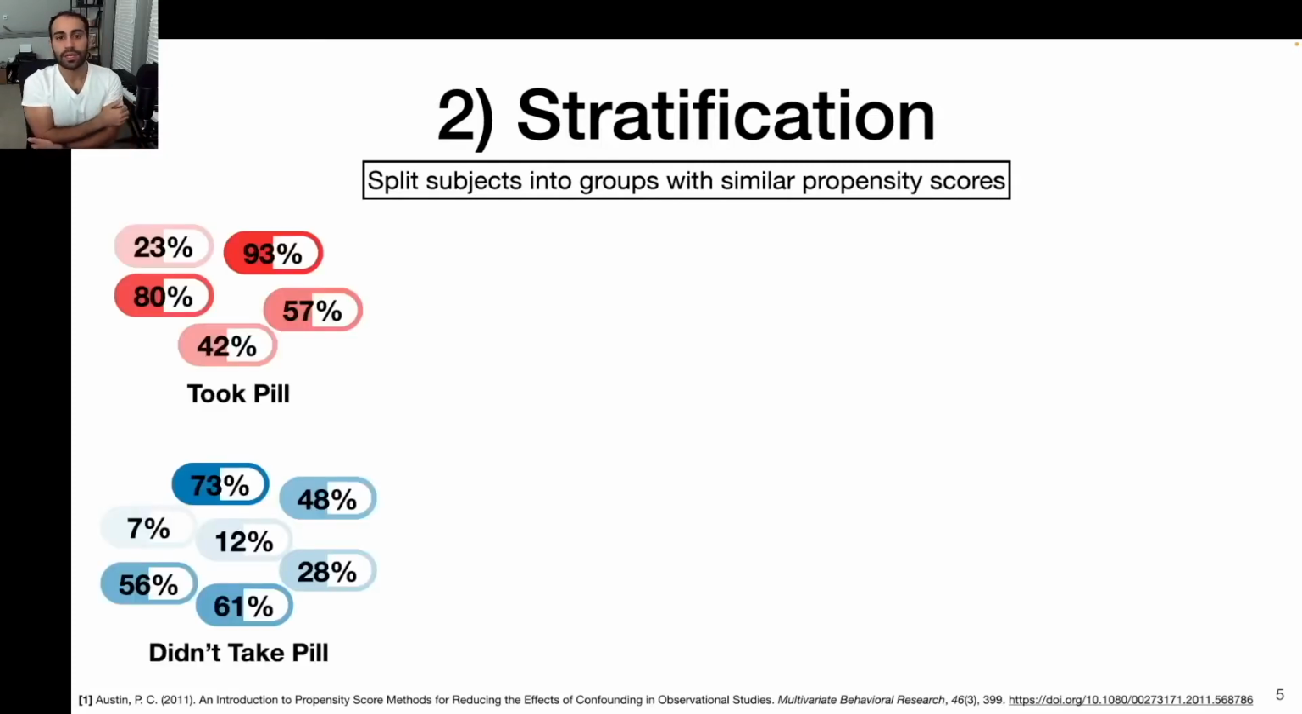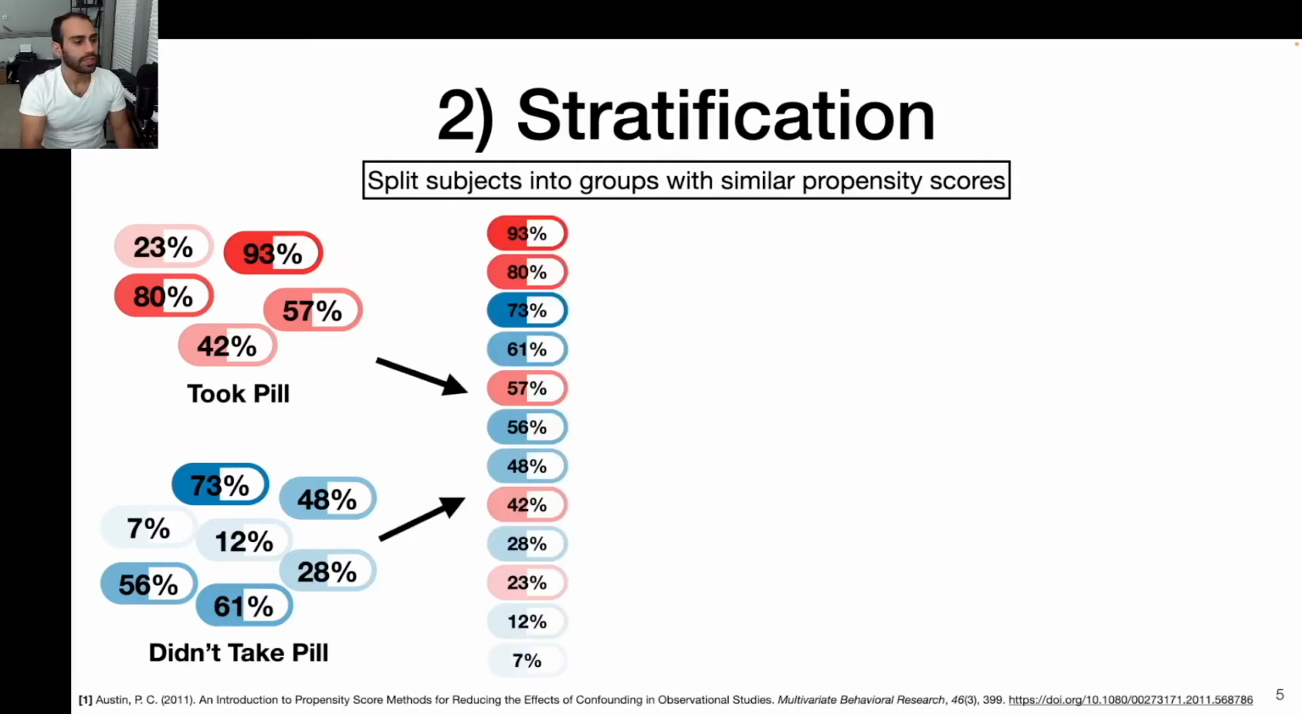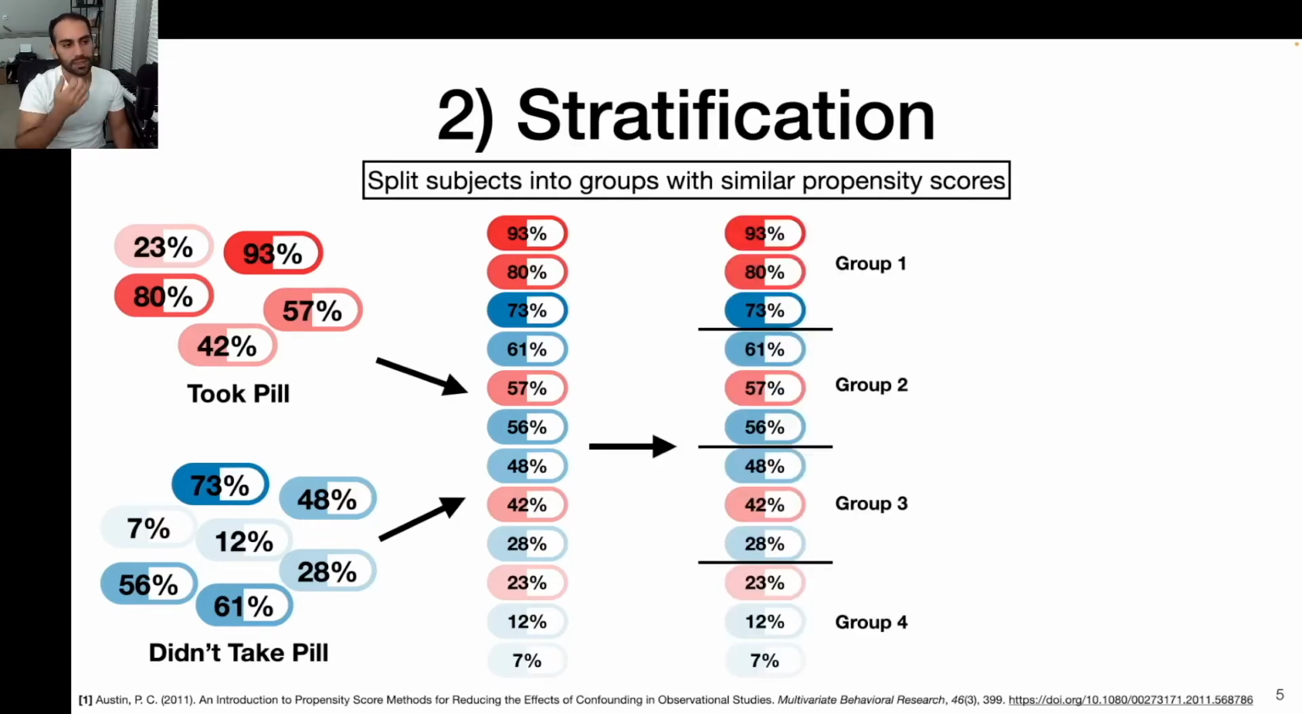So again, let's say we have our observational data set. 5 people took the pill, 7 people didn't take the pill. And then what we do is what is called rank ordering. So basically we order the subjects from lowest to highest propensity score. This is like what you do in elementary school math. Take the subjects from smallest propensity score to largest propensity score. And then we can split them into groups. So here we split the subjects into 4 equal-sized groups.